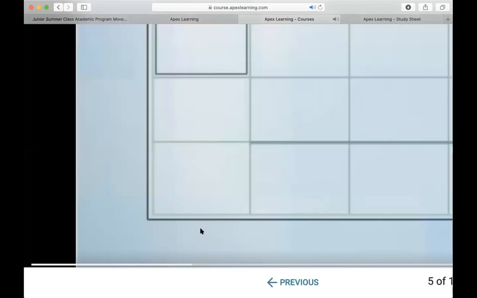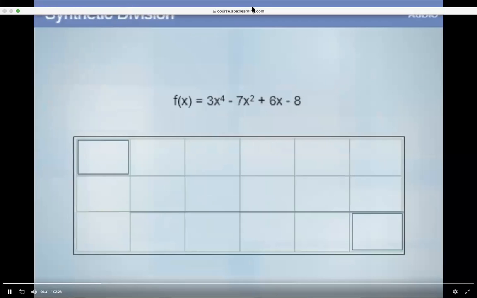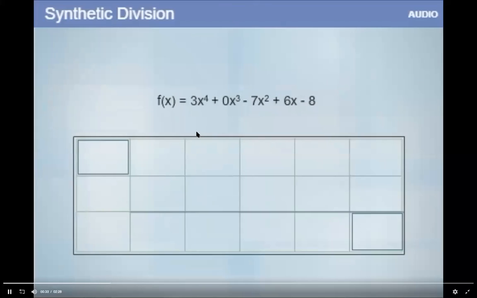In order to do this problem using synthetic division, you must first insert 0 terms for any missing powers. Now it's time to... Sorry, pause. I wanted to go back here so you could see what the final equation looked like.